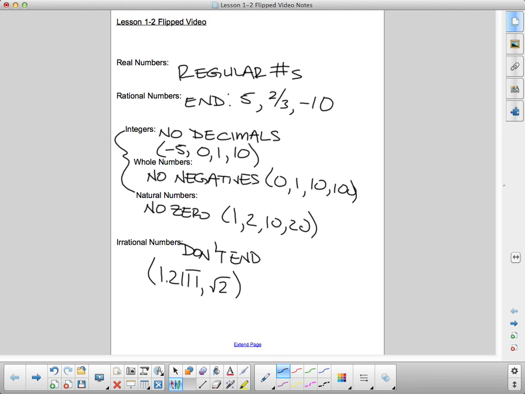So again, these are our types of numbers. We have real numbers, which is what we're focused on now. We'll get to unreal numbers later, imaginaries, is what we'll call those. But with real numbers, we have rational numbers and we have irrational numbers. Under rational numbers, we have integers, which are broken further down into whole numbers, which can be broken further down again into natural numbers. This is our breakdown of the types of numbers that we have.